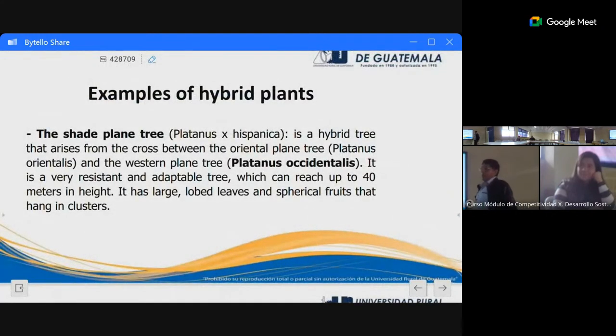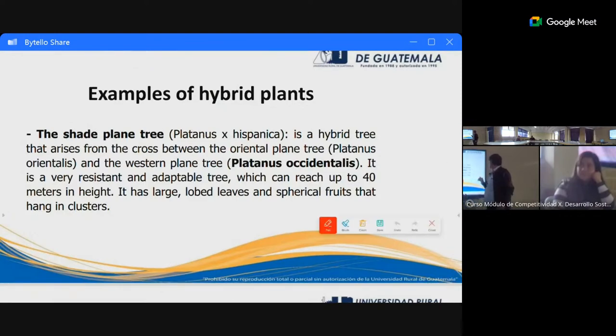This is the last example of a hybrid plant, the shade grain tree. That is a hybrid tree that arises from the cross between the oriental plane tree, Platanus orientalis, and the western plane tree, Platanus occidentalis. It is a very resistant and adaptable tree which can reach up to 40 meters in height.